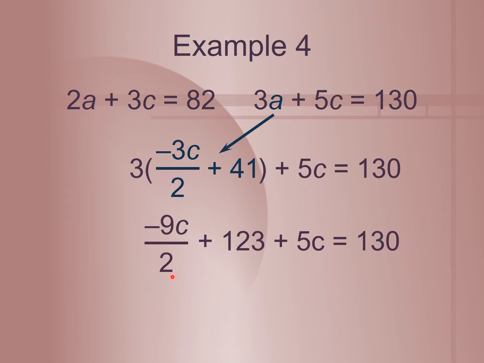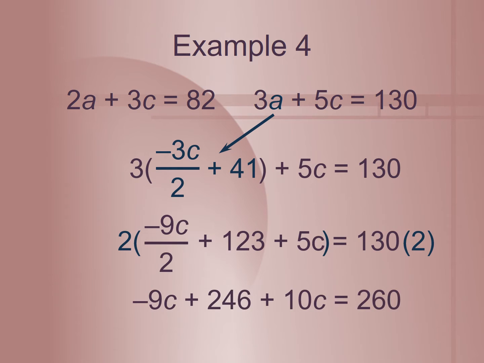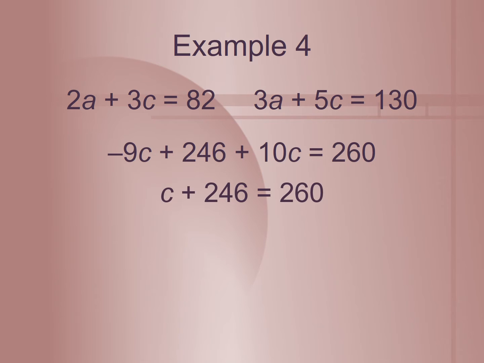So since there is a fraction, we're going to eliminate the fraction by multiplying every single term by 2. So we're going to multiply everything by 2. And then what happens, we will get -9c because the 2 cancels. And then 2 times 123 is 246. And then 5c times 2 is 10c, and then 130 times 2 is 260. Now I can combine like terms, so -9c + 10c gives me just c, and I have 246 on the other side. Subtract 246 from both sides, and I get that c is equal to 14.